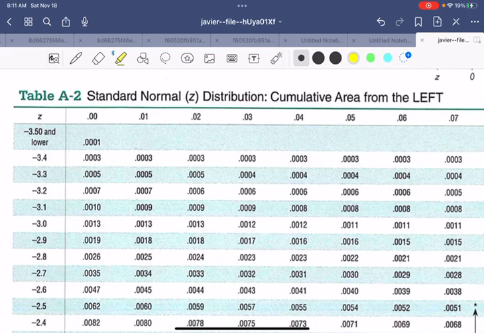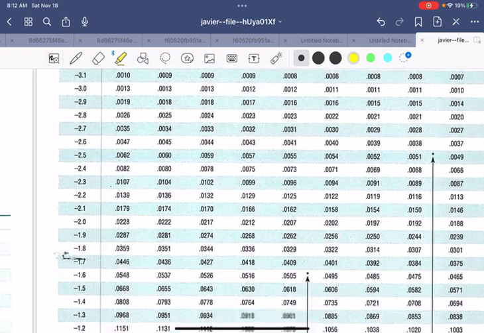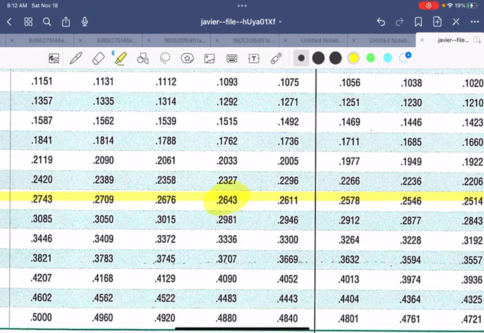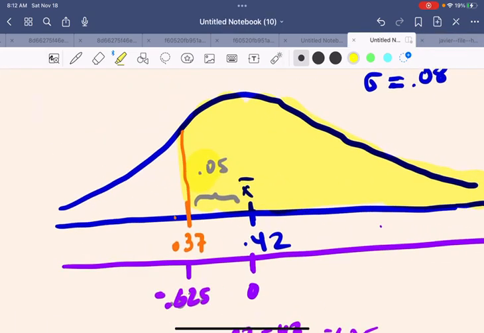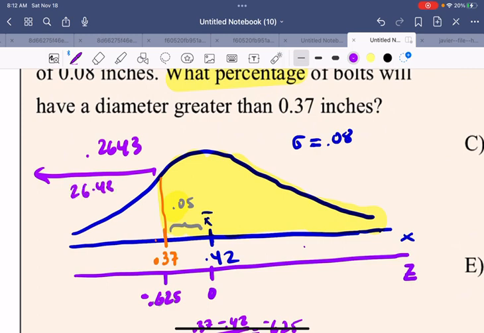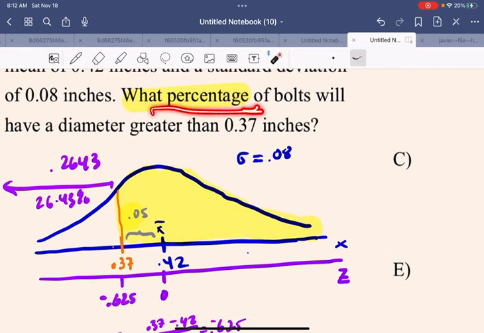Okay, and then I need a 2 or a 5, so I could round off to either one of these two. It would be somewhere in between there. So let's say we round up and we use that one. So it's 0.2643. So this is telling me, the way the table is set up, it's set up to give you the area to the left of that. So that area is 26.43% of the area. Now, the question that we wanted to know is what percentage are greater than 0.37.